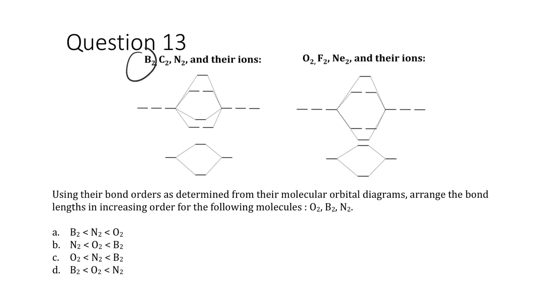Okay, so we're going to put B2 into our diagram here. Boron has 6 valence electrons, so again, our 2s and our 2p. So we go 2, 4, 6 electrons. So B2 would be paramagnetic because it has 2 unpaired electrons. It would have a net bond order of just 1.